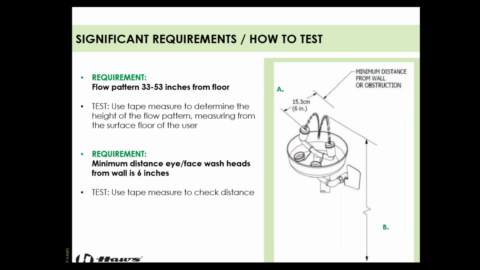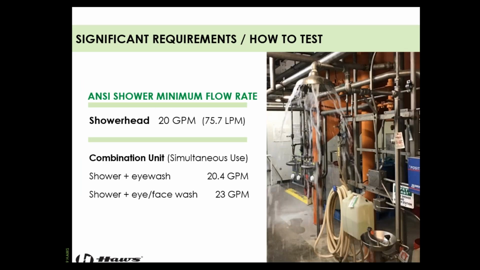Piece of cake. Now the flow pattern, again, 33 to 53 inches from the floor. Just use a tape measure to determine the height of the flow pattern, measuring from the floor that you're standing on in front of the unit. Minimum distance, again, 6 inches. Just use a tape measure. Check around, make sure there's no obstructions, and you'll fall into compliance there.